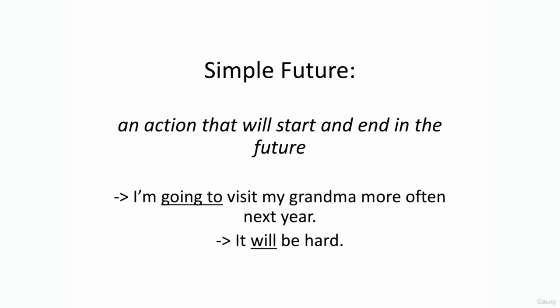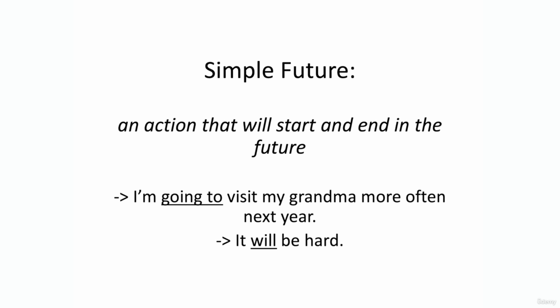Wonderful. We can move on to the future simple tense. We use the simple future to talk about an action or condition that will start and end in the future and that hasn't happened yet. For example, I'm going to visit my grandma more often next year. It will be hard. As you may notice, there are two common ways of talking about the future, with the modal auxiliary verb will or the construction going to.